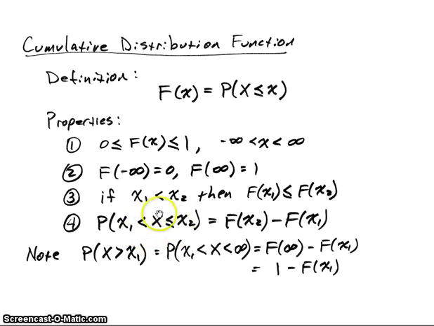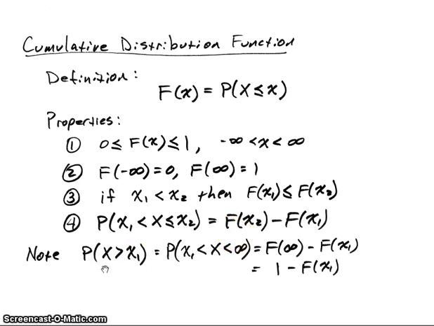But the probability of our random variable being between those two numbers will just be equal to F evaluated at the larger number minus F at the smaller number. And that'll be the probability that it'll be between those two numbers.